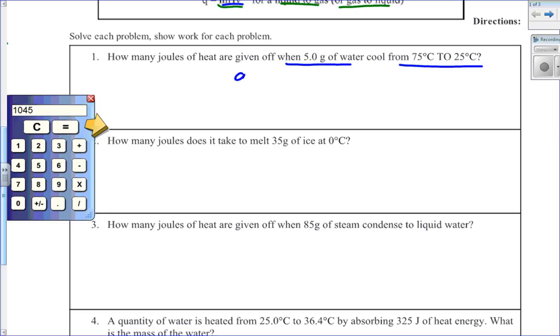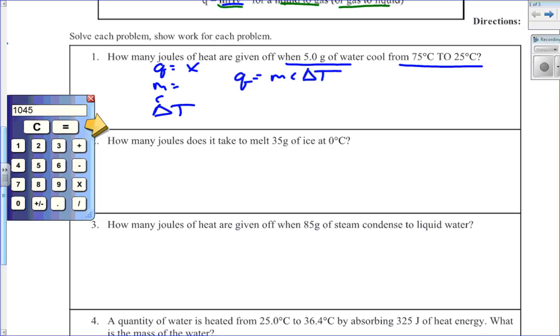So we have Q equals MC delta T. We're writing out the formula and we're showing work here. The next step is to go and list all of the variables. Q is heat. How many joules of heat are given off? We're going to be calculating that. So Q, you're going to be solving for.